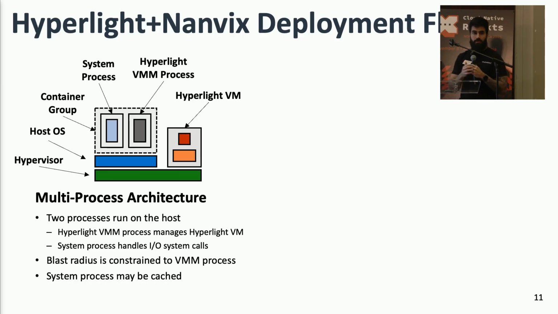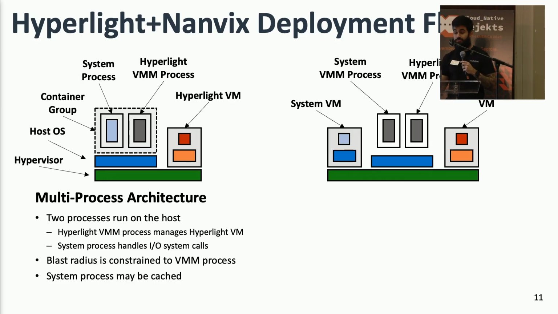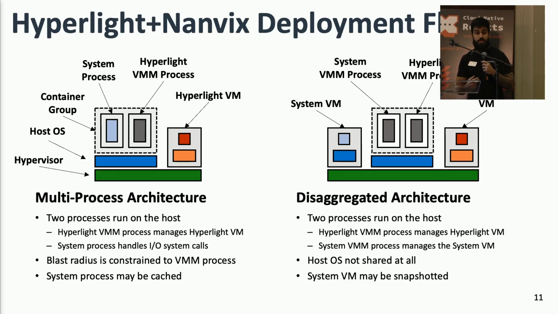And in Microsoft, we are very careful about that. So what we do is a more elaborated deployment. In this deployment, you still have your Hyperlight VM running on top of your hypervisor. You have the VMM process, but then we introduce another VM, and that other VM is hosting the system process. What we have is what we call the disaggregated architecture. You have just two processes running on the host, but those two processes are basically managing the VMs, and all the code is hypervisor isolated.